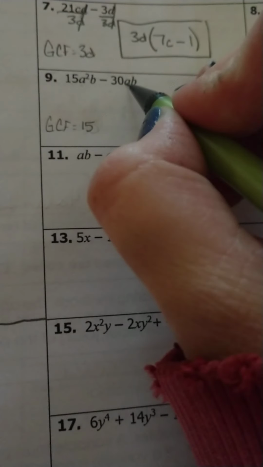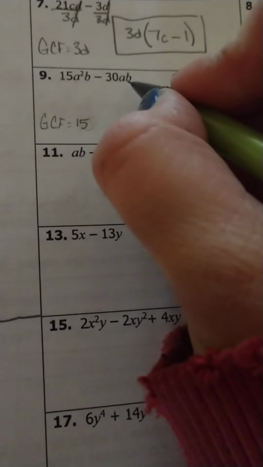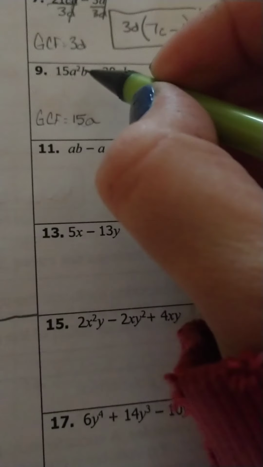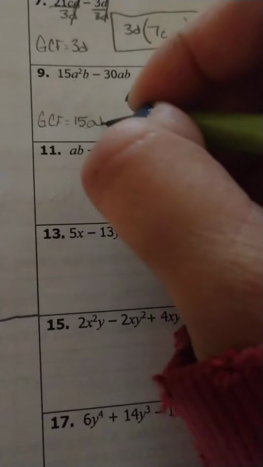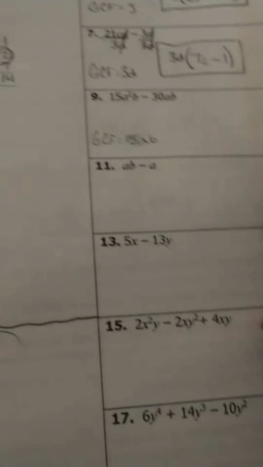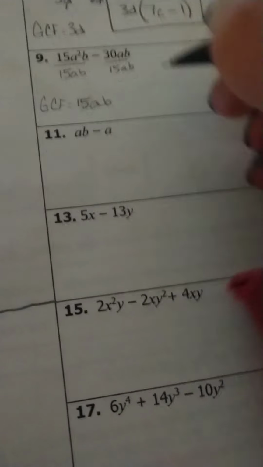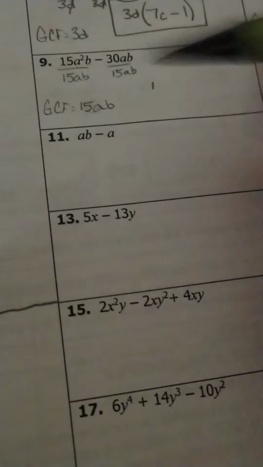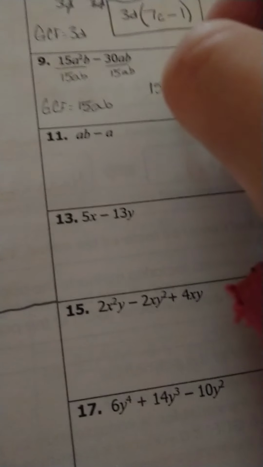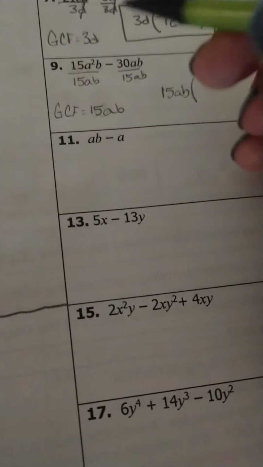You've got A squared and A. So which of those is smaller? The A is smaller. Then you've got B and B, which means I'm taking out a B as well. So this one steps it up just a little bit. I'm going to divide both of these by 15AB, and then put it out front of my parentheses, 15AB parentheses.